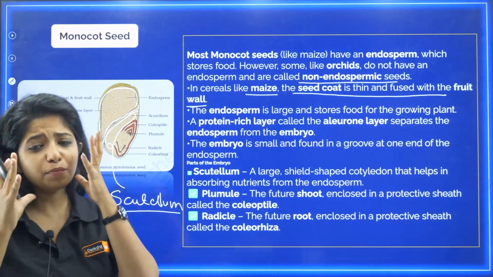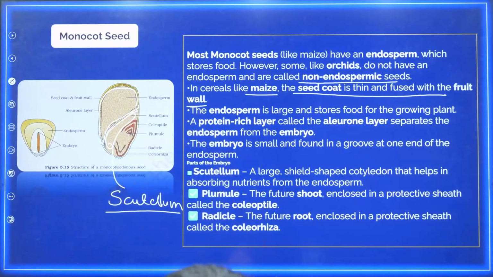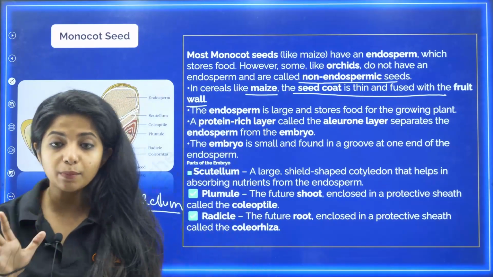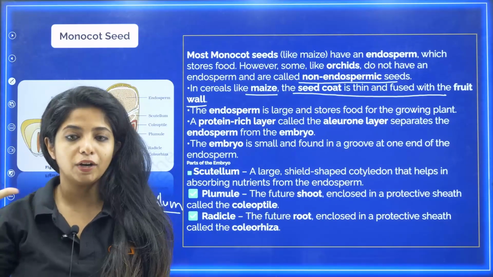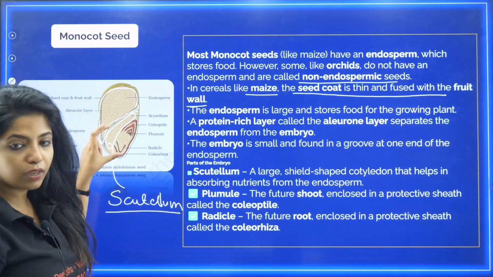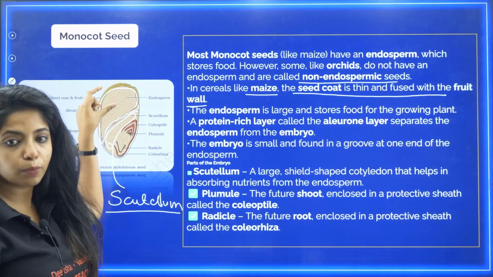I know this might be too much for you to take in, but my dear children, there is no way that I can explain way too much over here. I will need a bit of your help also, but I am trying my level best. As I told you, in monocots you just have one cotyledon, the rest you have endosperm. So the endosperm and the embryo are separated with the help of the aleurone layer, which is a protein rich layer.